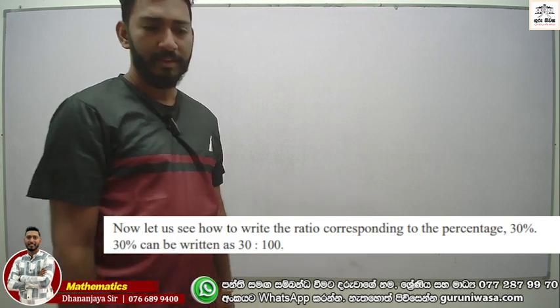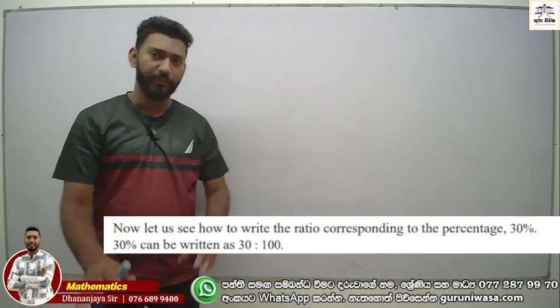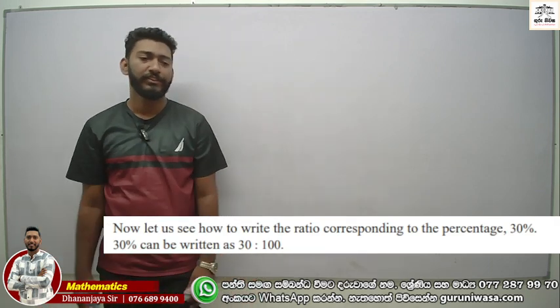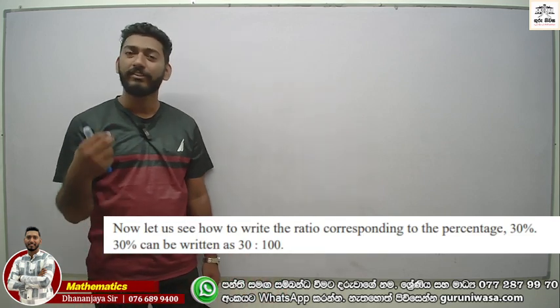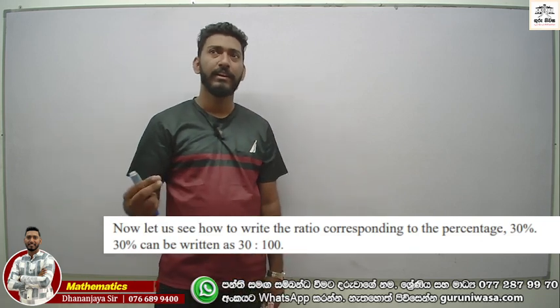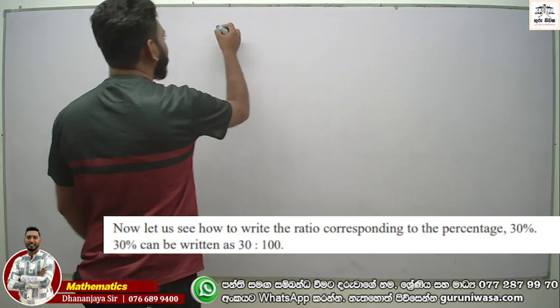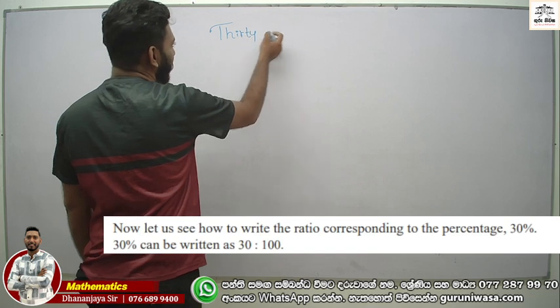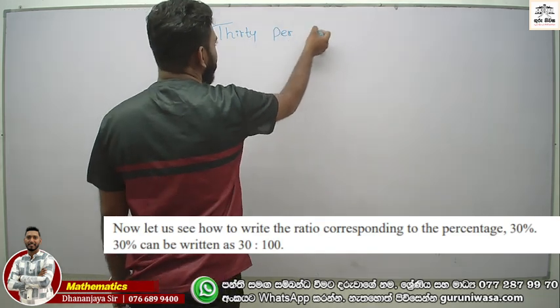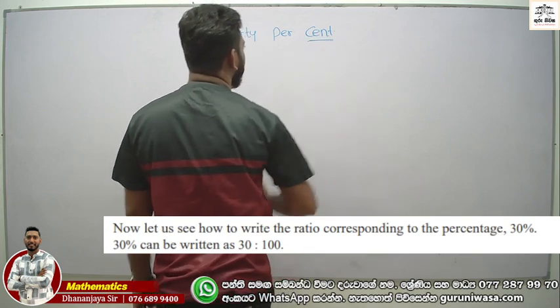Right. Now look at this. This is the first example. Now let us see how to write the ratio corresponding to the percentage. It's a 30%, right? 30%, right? Look. What's with the cent?